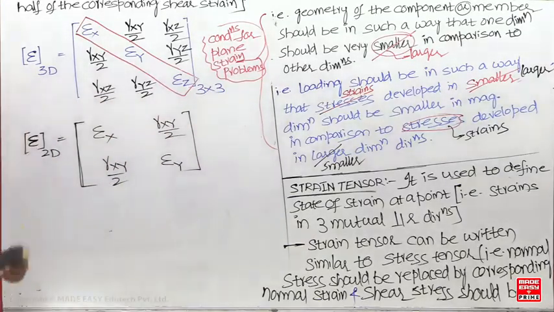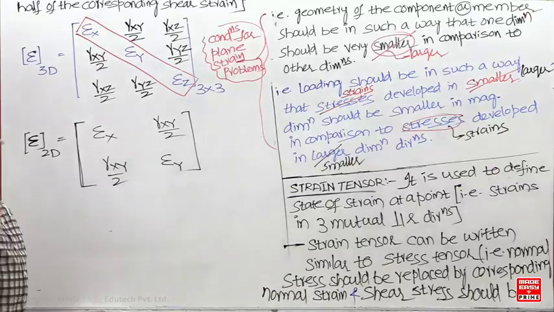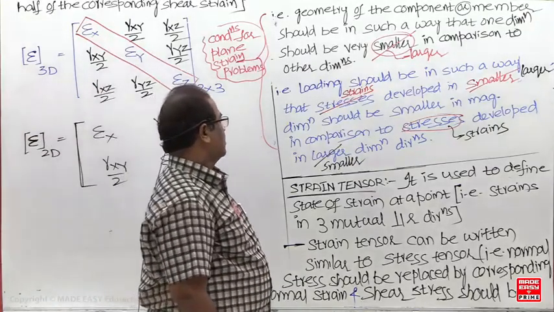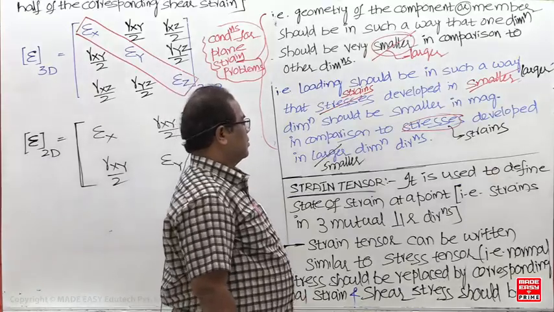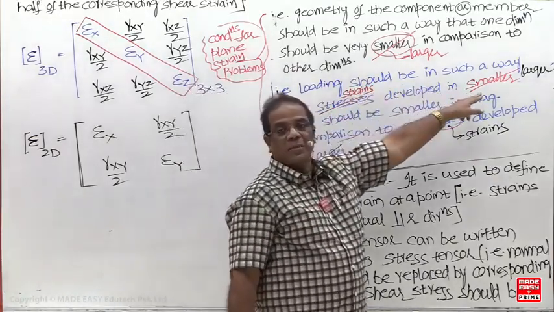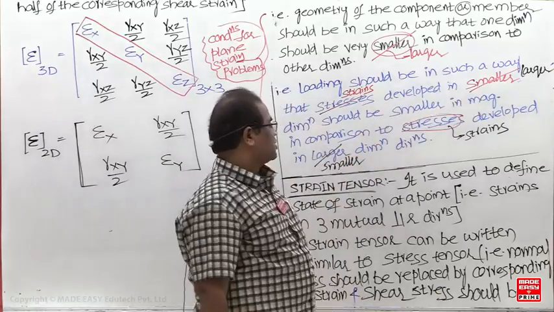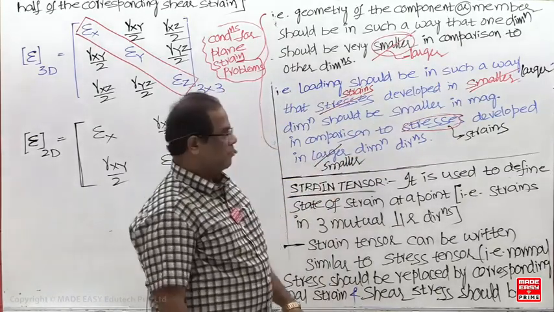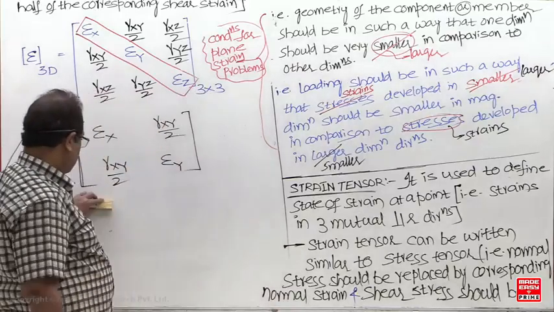Condition for plane strain problems. Wherever the stresses are, you write down the strain. And in place of smaller dimension direction, what should you write down? Larger dimension direction. And in place of larger, you have to write down the smaller now.